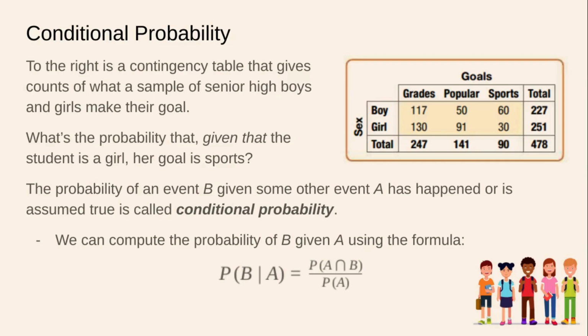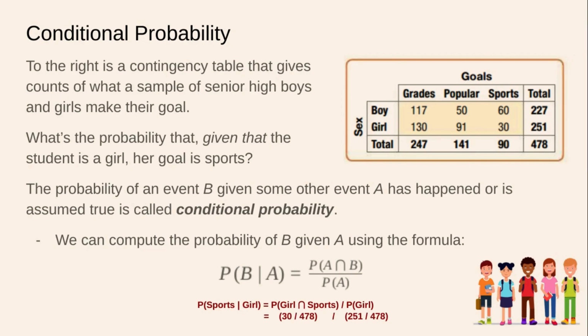So let's get to our solution, shall we? The probability of sports given girl. The probability of sports, considering we are only talking about the female students, is the probability of girl and sports divided by the probability of girl. Probability of B given A is the probability of A and B divided by the probability of just A.